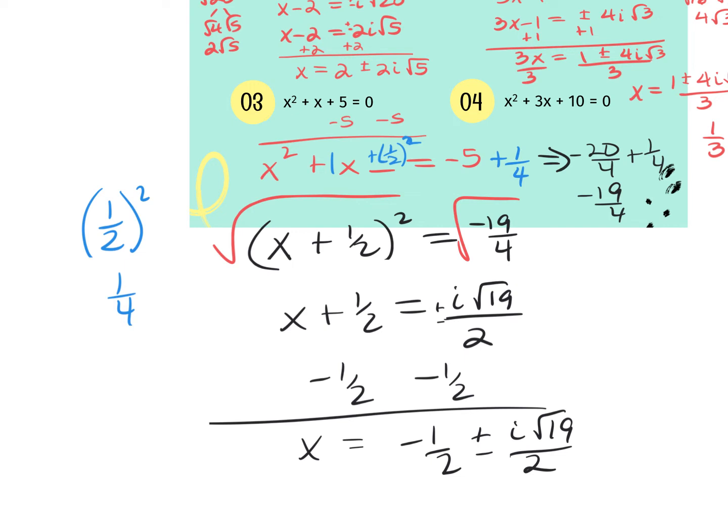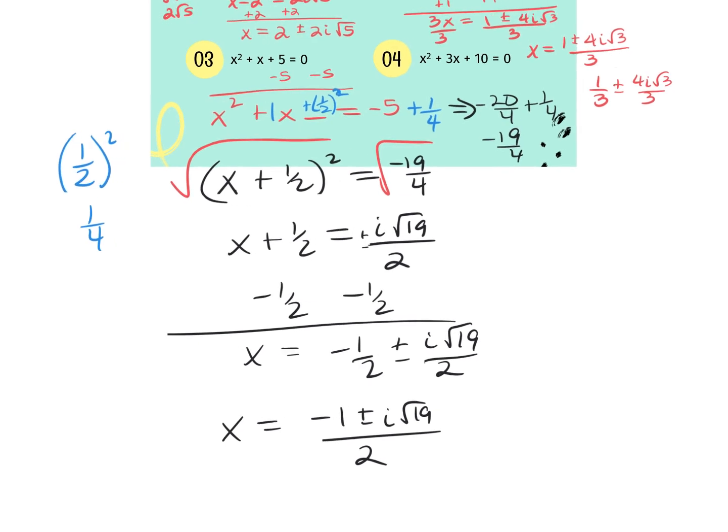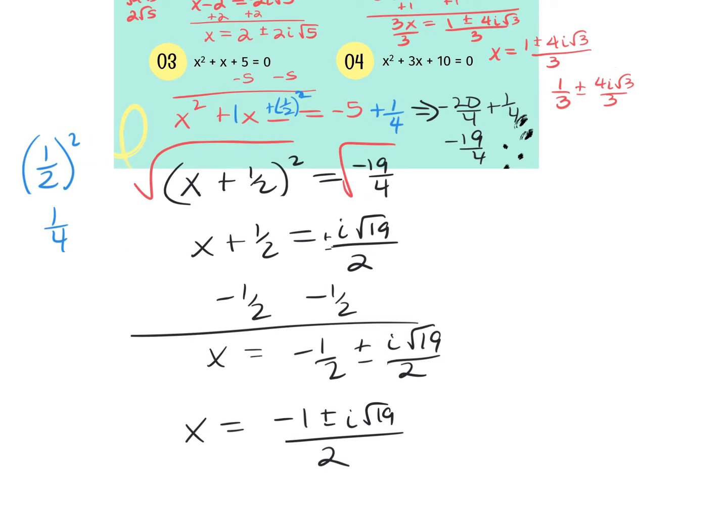Now, if you want to leave it like that, that's perfectly acceptable. Or you can also combine it since it already has the same denominator, plus or minus i root 19 with a 2. This next one, again, it's optional for number 4. If you'd rather do quadratic formula, you can, or completing the square, it really doesn't matter. But we have to use one of those 2 techniques because of the radical.